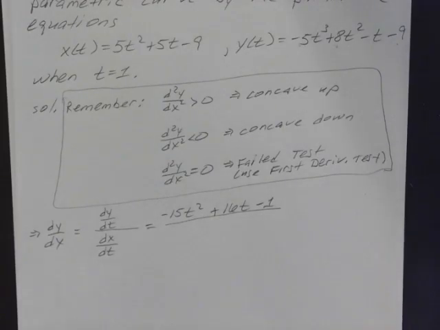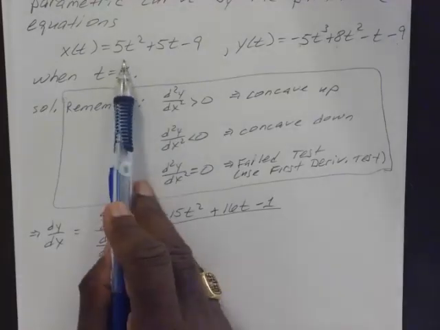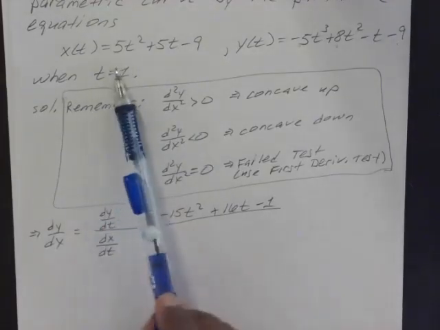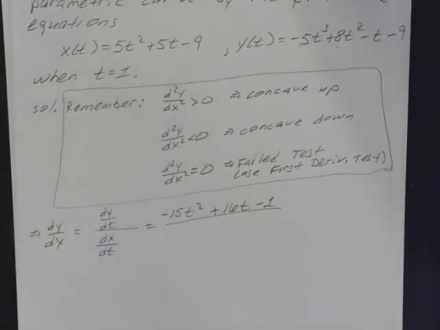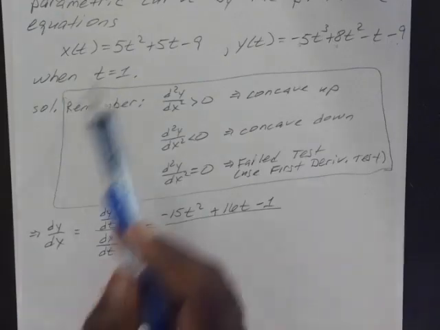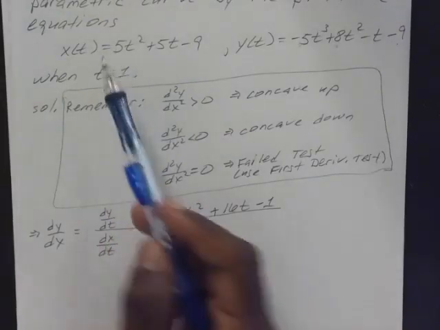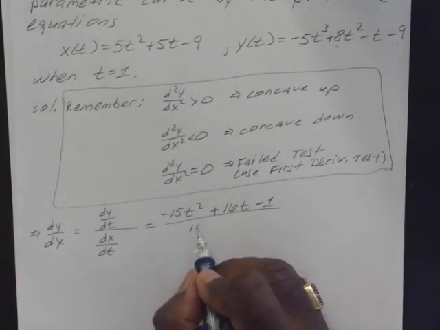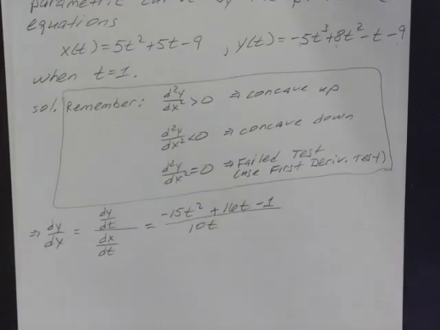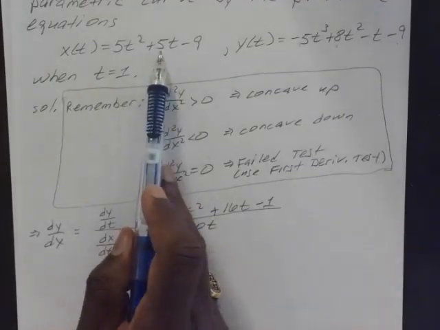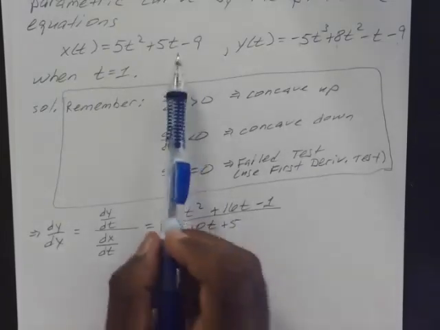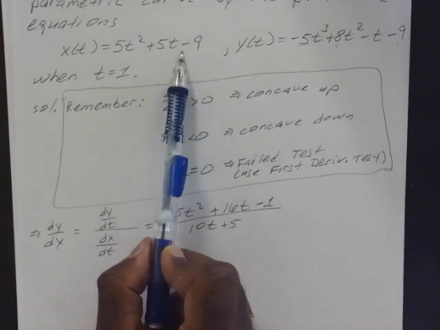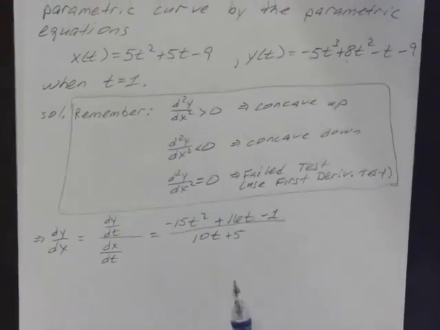to t. Okay, so we know that x is 5t squared plus 5t minus 9. So if we bring down the 2, that would give us 10t plus the derivative of 5t is just 5, minus the derivative of a constant, which is 0, so that just disappears.